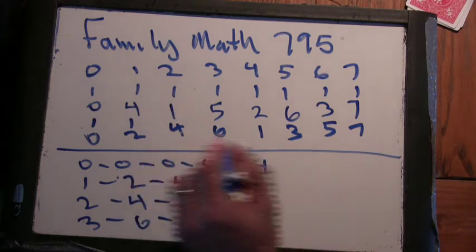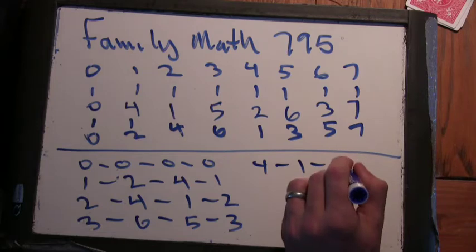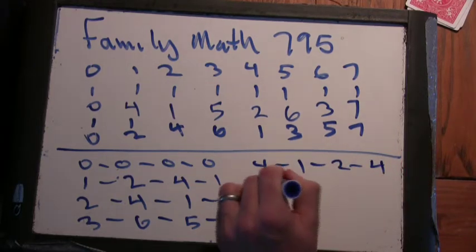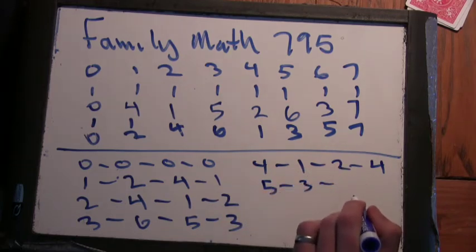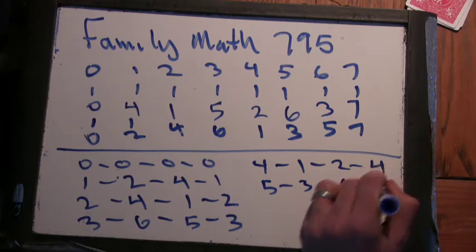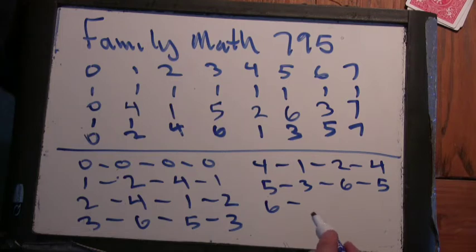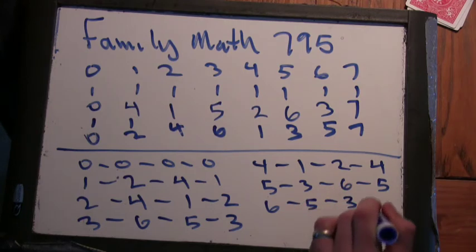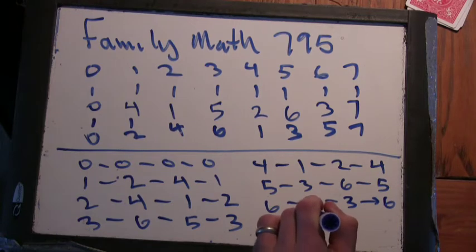4 went to where? 1. Then 2, and then back to 4. Okay. 5 went to 3. And then 6. And then 5. Okay, so 6 went to 5, and then went to 3. And then back to 6. Alright, and 7 just stayed 7.